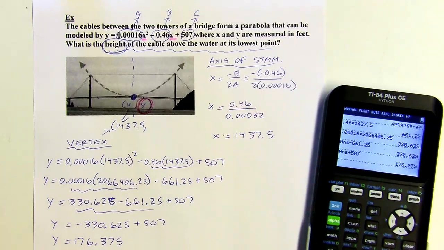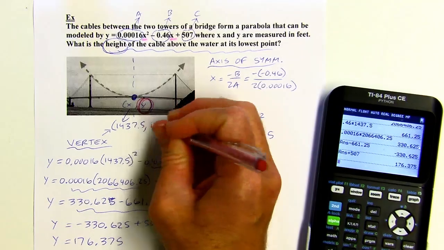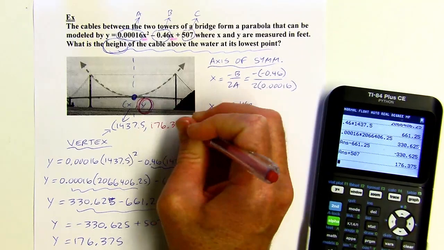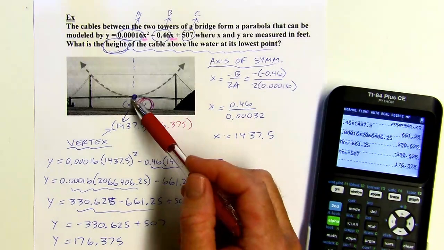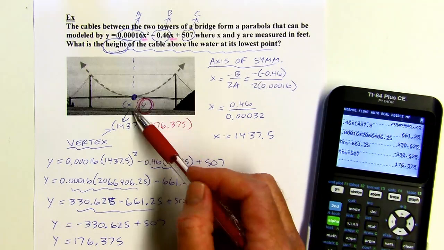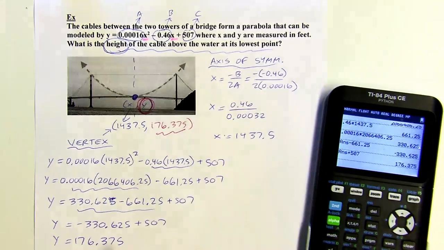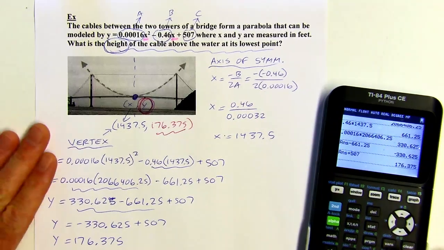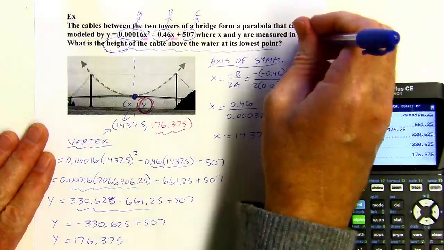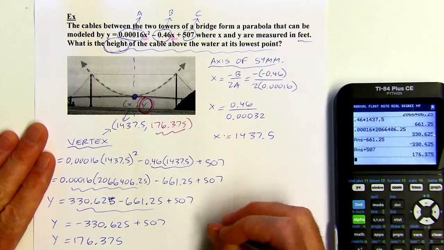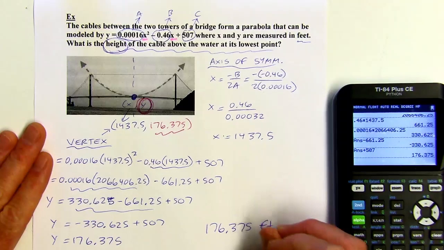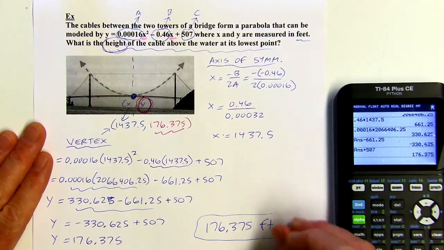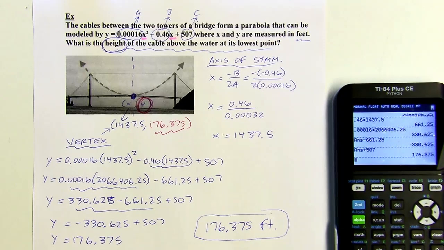And now I can go back and put that in here, 176.375. And remember, they're asking for the height of the cable at the lowest point, the height above the water. So that would be this number. And these are measured in feet, so I want to say that many feet. So my final answer: I suppose you could round that, but I'm just giving the exact answer because we've got it right there.